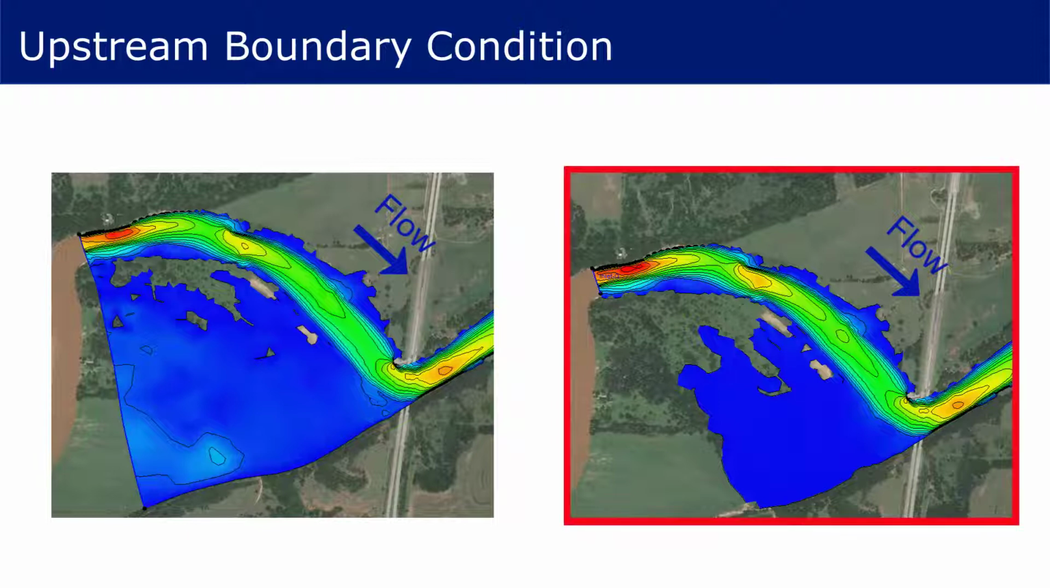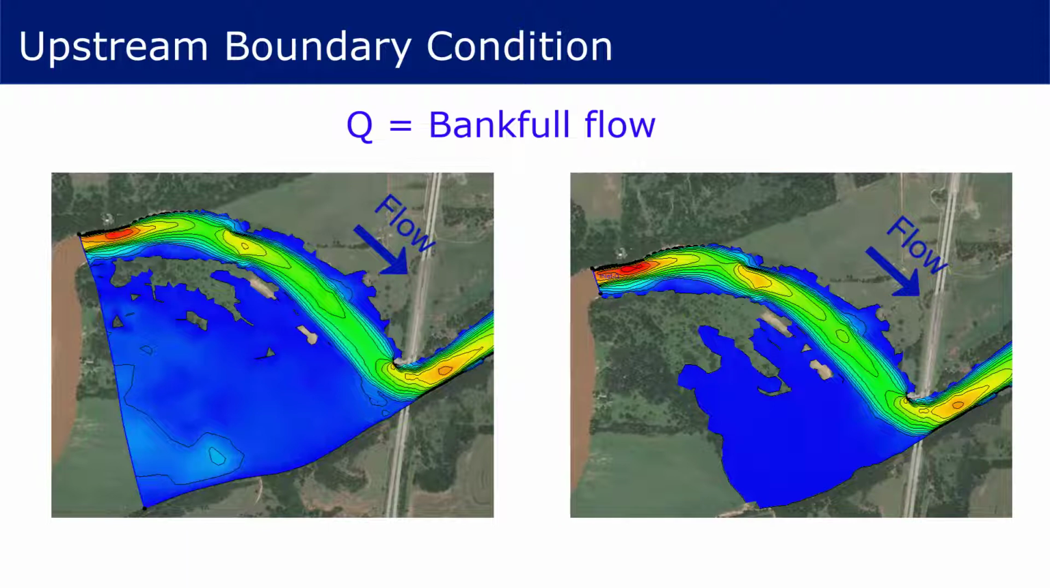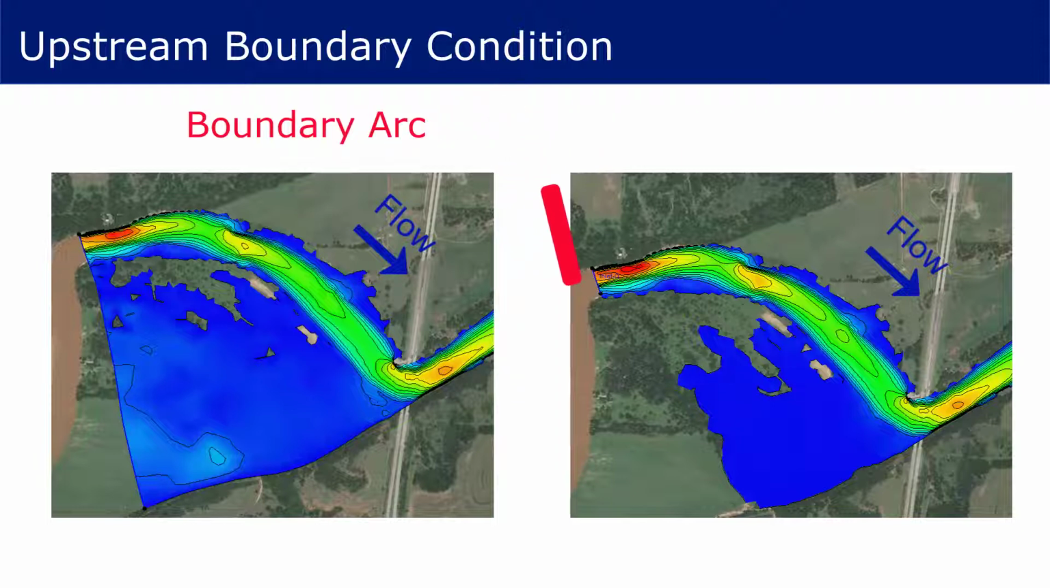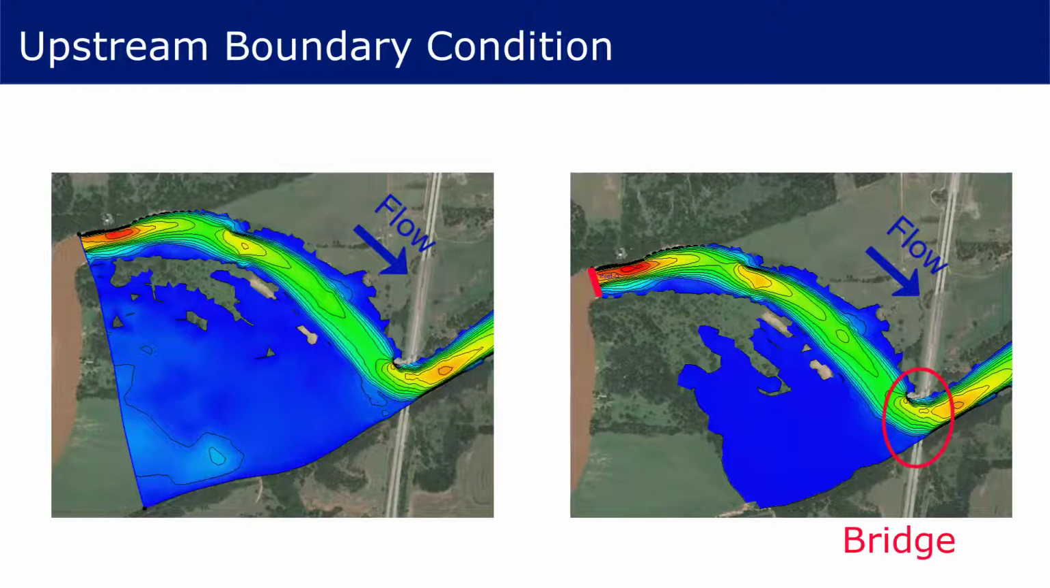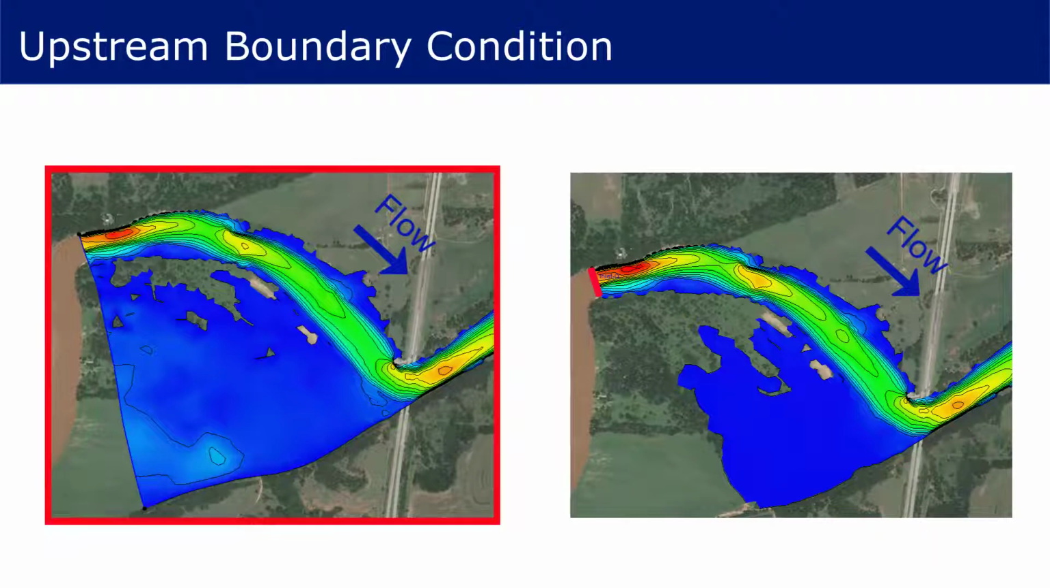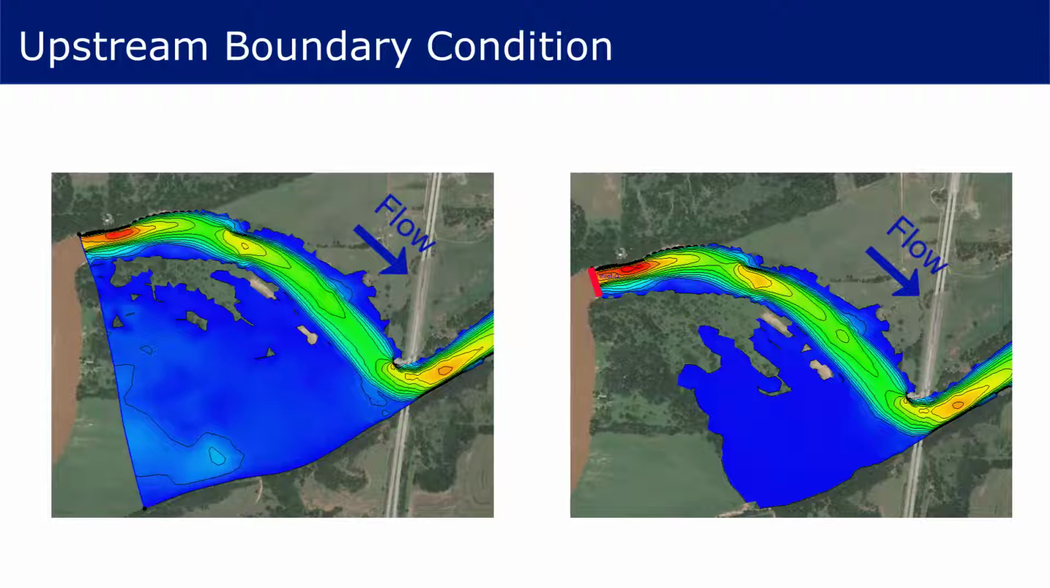The image on the right displays the velocity profile results of a model for an approximately bankfull flow where the upstream boundary condition extent is limited to the channel. For this model, the area of interest is the downstream bridge crossing. On the left is the same model at the same discharge where the upstream boundary condition extent was across the channel and the full floodplain.